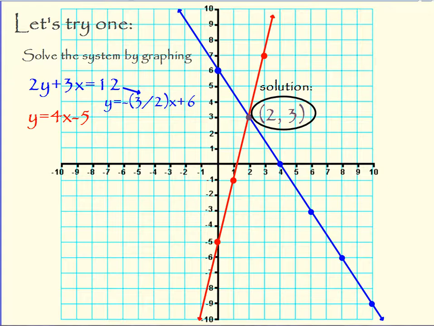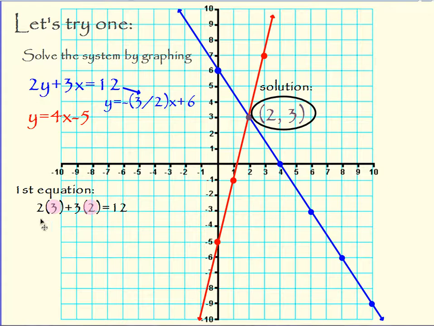Now, of course, you want to save yourself a lot of headache, and we want a way to guarantee or double check that our answer is correct. Well, that's really easy if we simply take the x value and the y value and plug it into both equations and make sure that it's true. So I'm going to take the 2 and put it everywhere I have an x, and the 3 and put it everywhere I have a y.